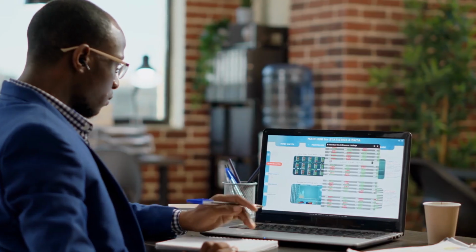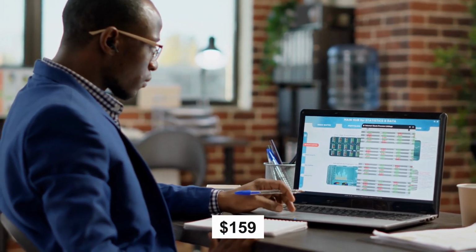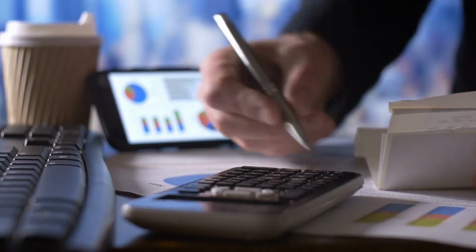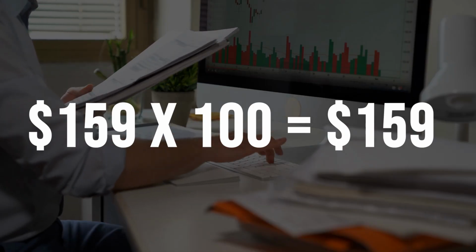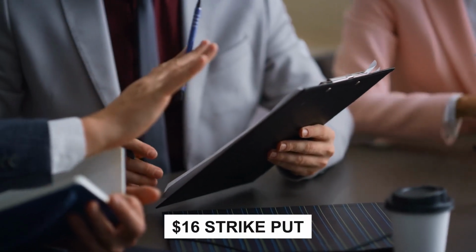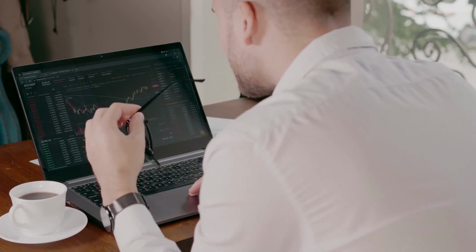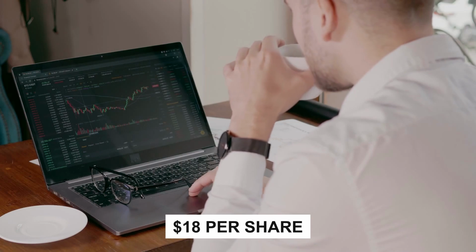Now, if we look at the option pricing, you'll notice that the $18 strike put option costs approximately $1.59. To calculate the cost for 100 shares or one contract of this $18 strike put option, you would multiply $1.59 by 100, totaling about $159. Now, let's consider if you were to opt for the $16 strike put instead. As you can see, the cost would be significantly lower, approximately $75 for one contract. This reduced cost is because this put option would only provide insurance for $16 per share of your investment rather than the full $18 per share.